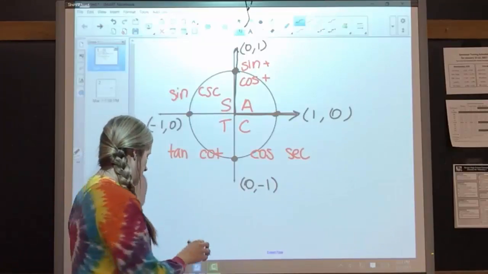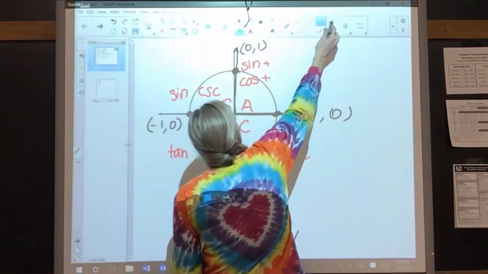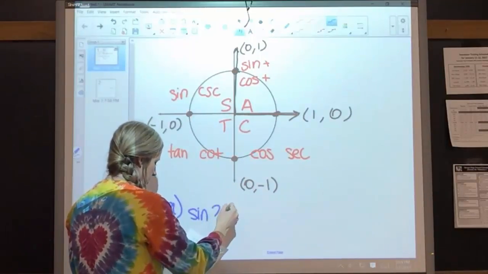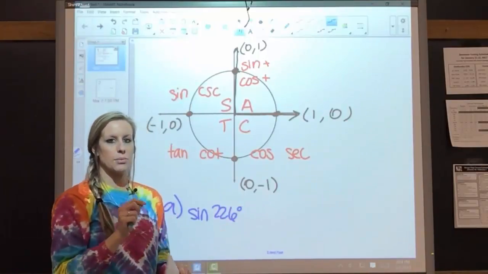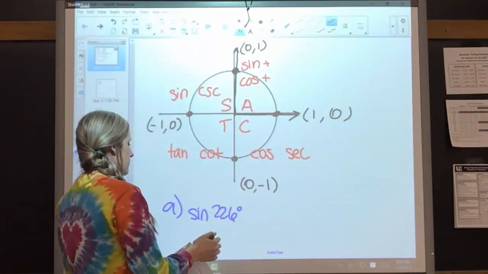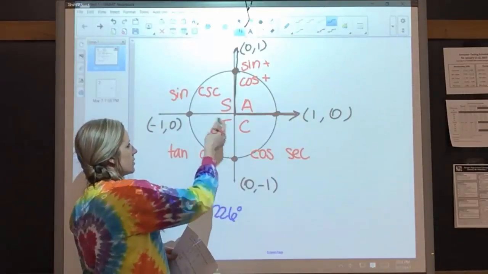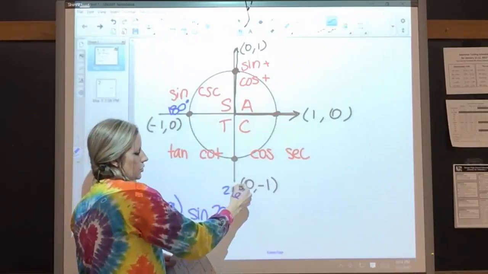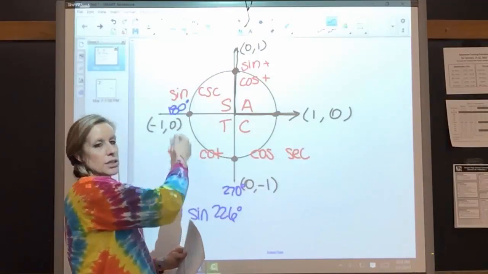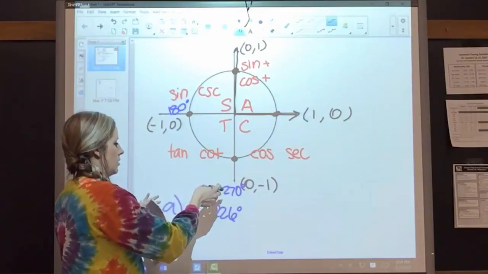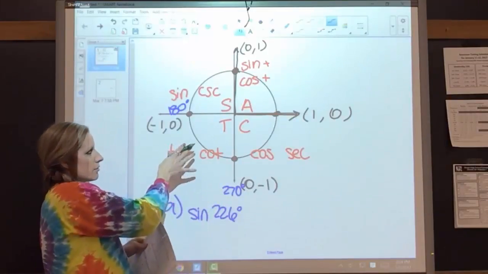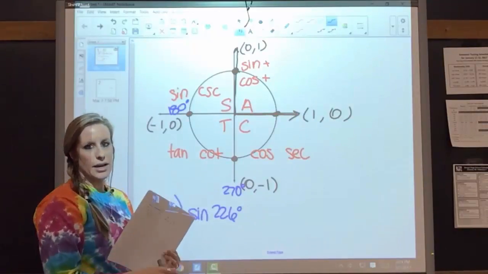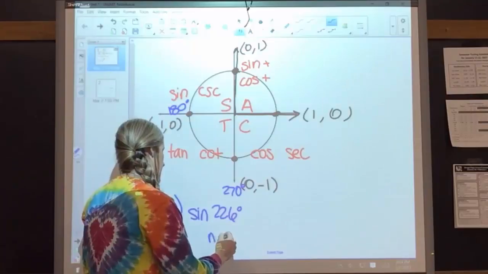So let's go through A, B, and C. Part A wants you to find the sine of 226 degrees. It wants to know is this positive, negative, or zero. So 226 degrees, let's see, this is 180, and this would be 270. So it's going to be in between those two degree measures. So it's going to be in quadrant 3, right? So in quadrant 3 is sine positive, negative, or zero? That would be negative.